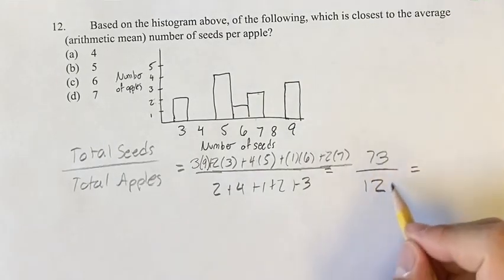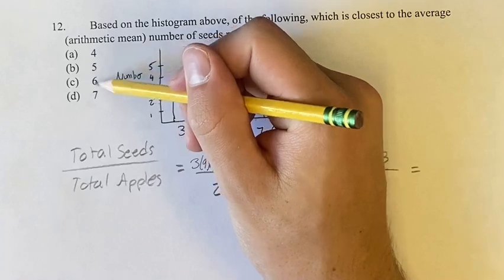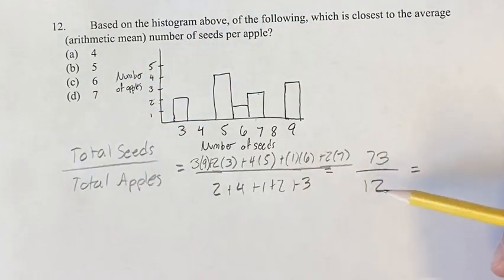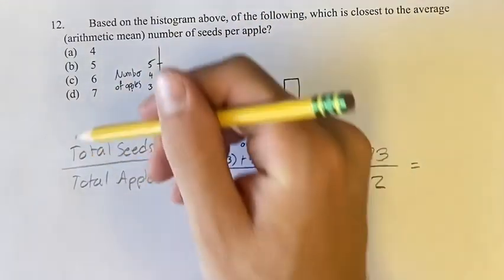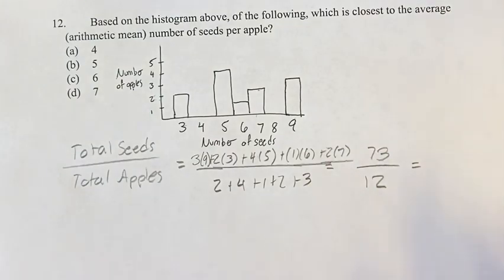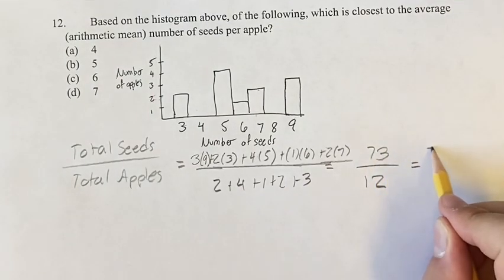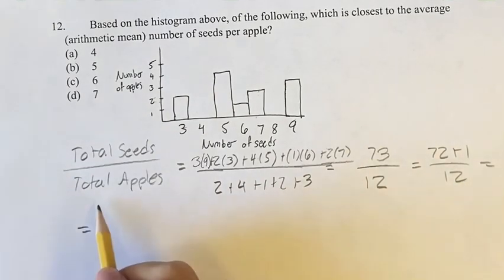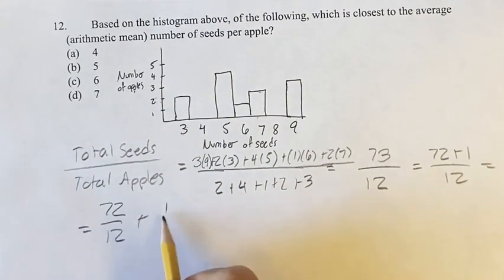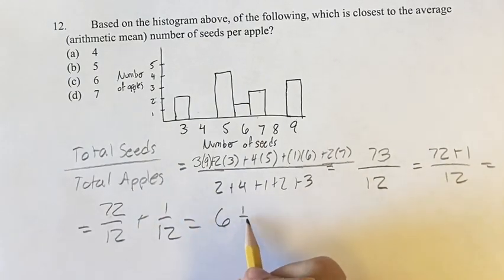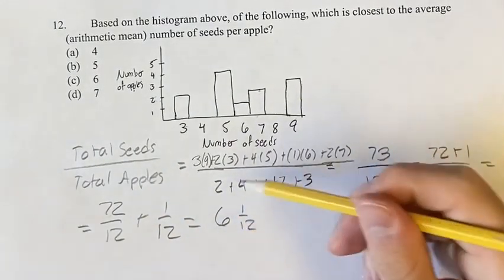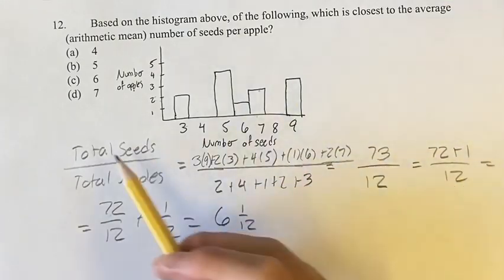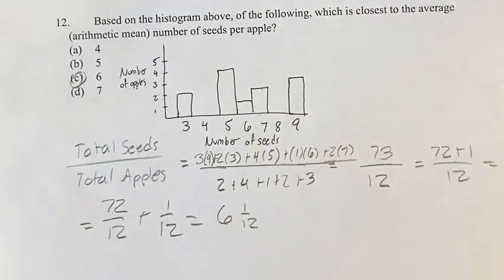So just seeing which of 4, 5, 6, 7 it is closest to: 73 divided by 12 is not a whole number, so it's going to be close to one of these, but it's not going to be equal to one of these. So 73 is equal to 72 plus 1 over 12, which means this is 72 over 12 plus 1 over 12. 72 over 12 is 6 plus 1/12. So it's between 6 and 7, but 6 and 1/12 is a lot closer to 6 than 7, so 6 is going to be your final answer.